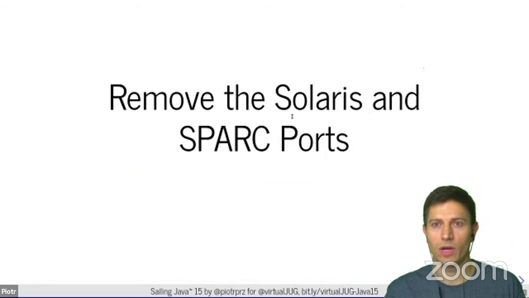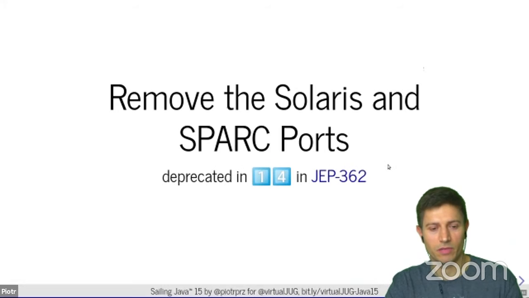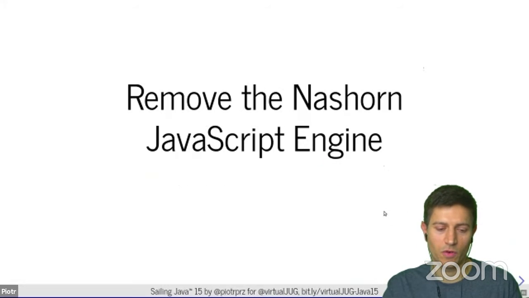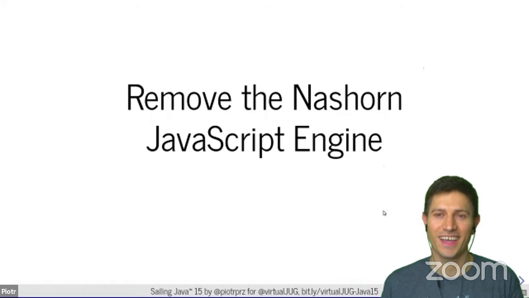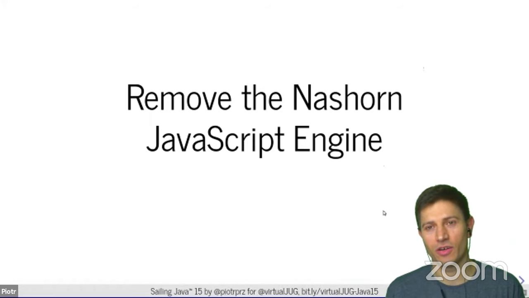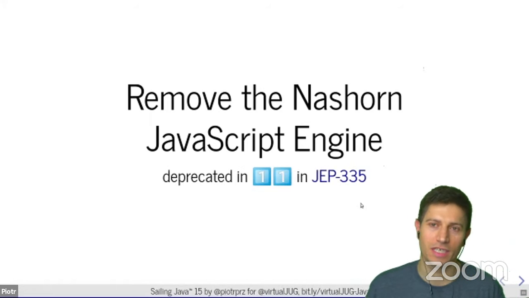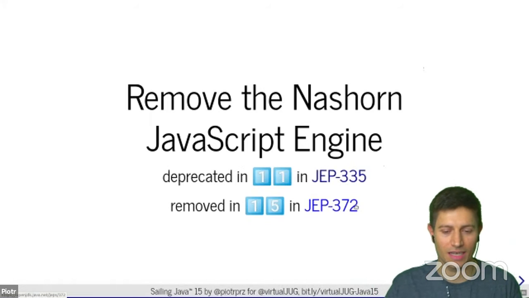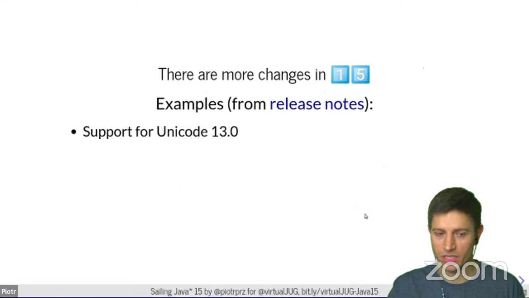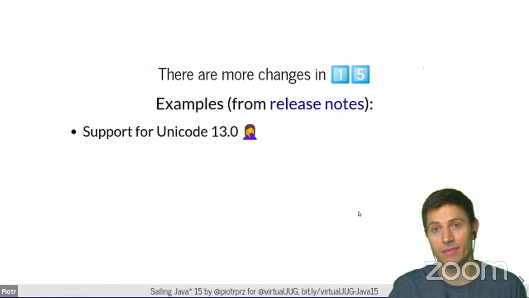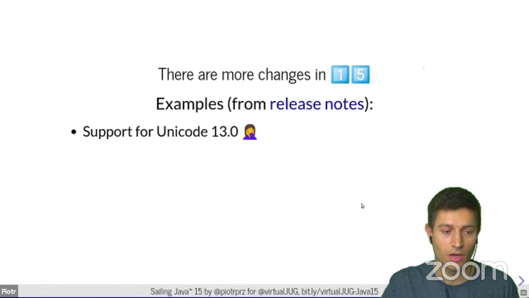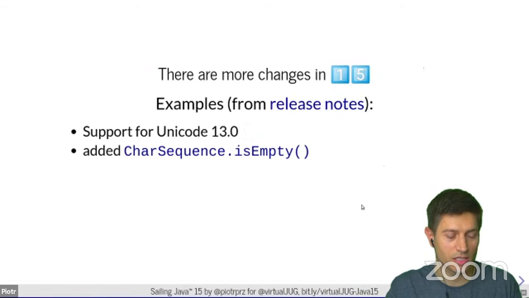Okay, so about removed stuff. Solaris and SPARC ports have been removed. They were deprecated before, and this is the reason for many people to cry: the Nashorn JavaScript engine also got removed from Java 15 after being deprecated in Java 11. And there are also more changes. We have more emojis in Unicode now, maybe other things, and no new emperor in Japan, as far as I can tell.